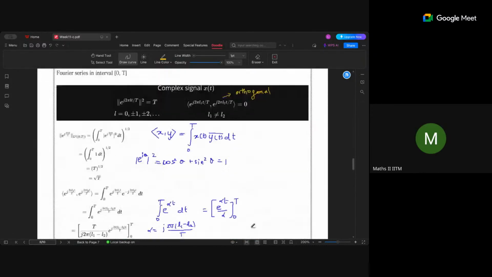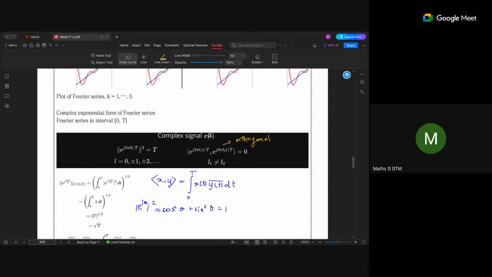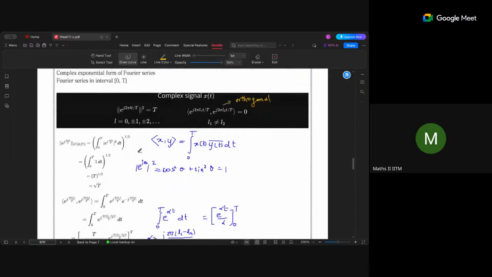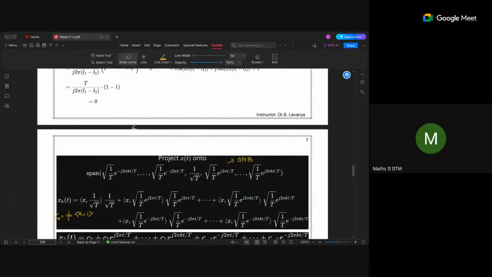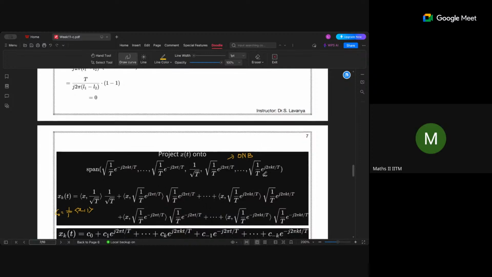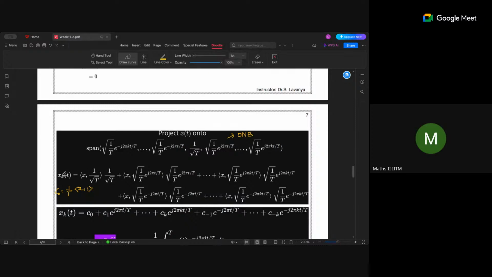So what have we seen in this complex signal? For a complex signal, what are the orthogonal vectors we are considering? The vectors we are considering are e power j 2 pi l t by T. Here we have normalized them, and we have got this set of vectors, which forms an orthonormal basis. And this x_k of t will converge to the complex signal x of t.